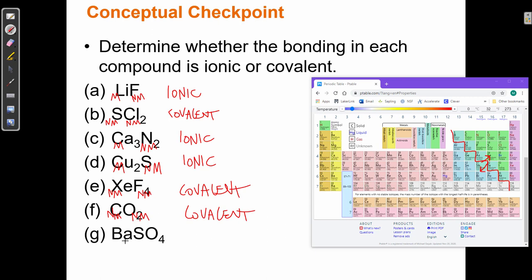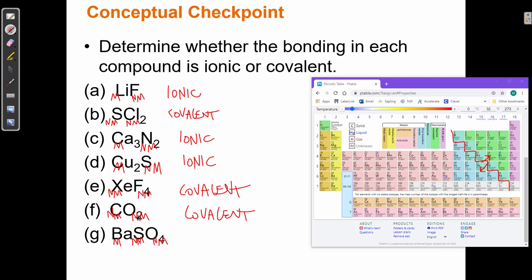And barium, Ba, is right here. Barium is a metal. Sulfur, over here, nonmetal. O, oxygen, nonmetal. So look at this. This compound has three. So we've got metal, nonmetal, nonmetal. We didn't talk about this.